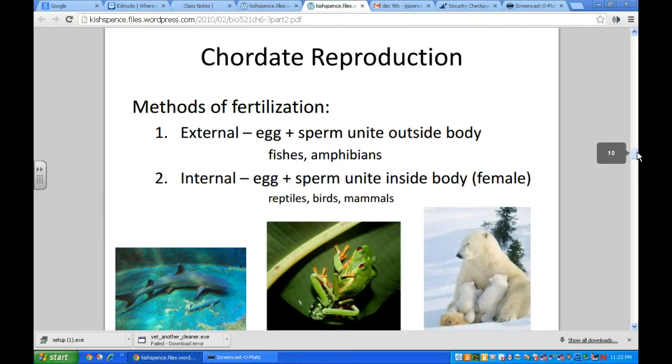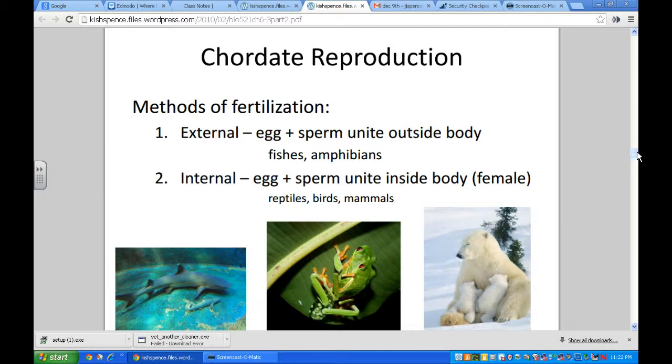Right, the next section was on reproduction. Basically, there's external or internal fertilization. We talked about this last day. External just basically means the egg and sperm unite outside of the body. So fish and amphibians both undergo external.